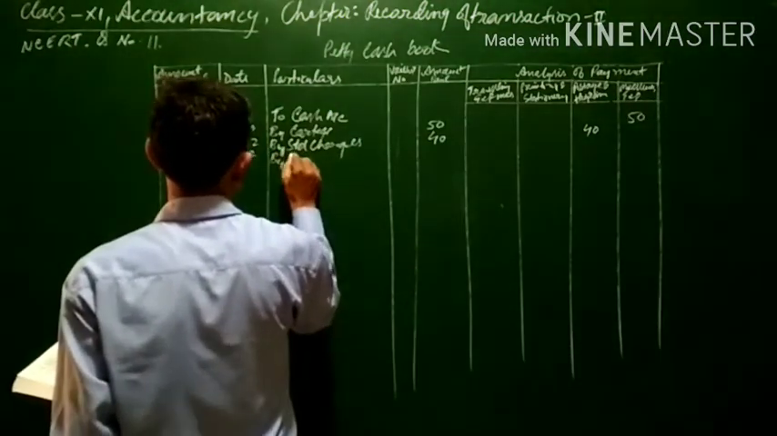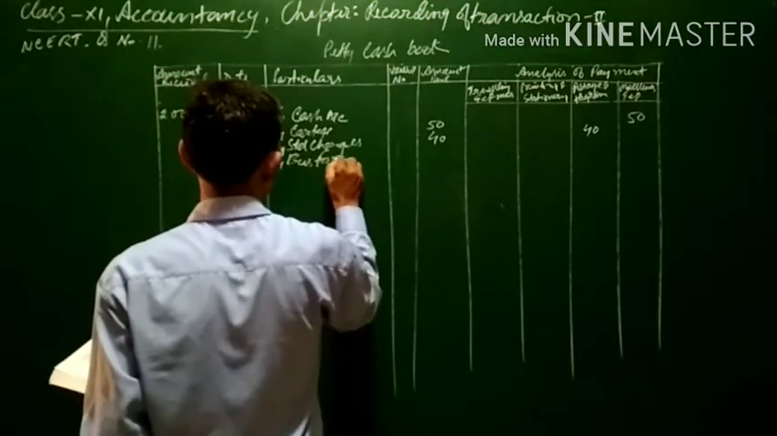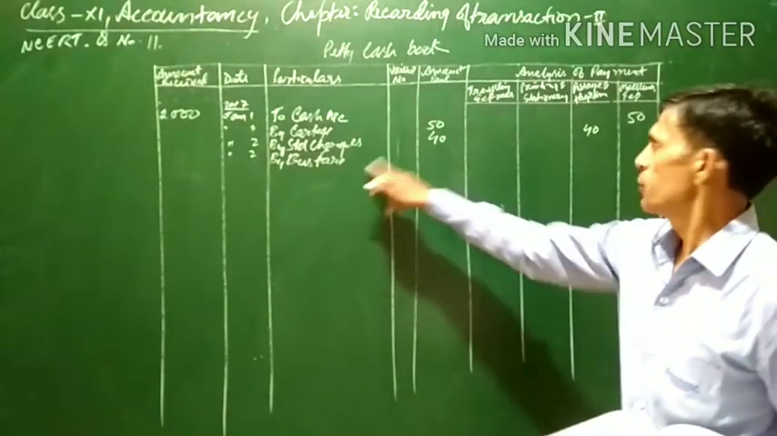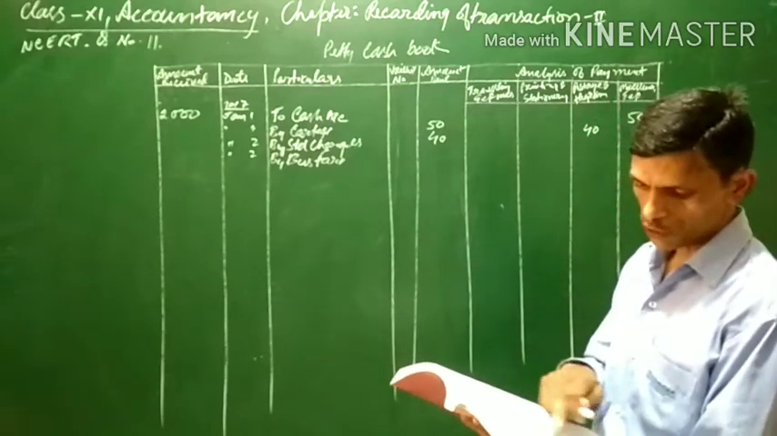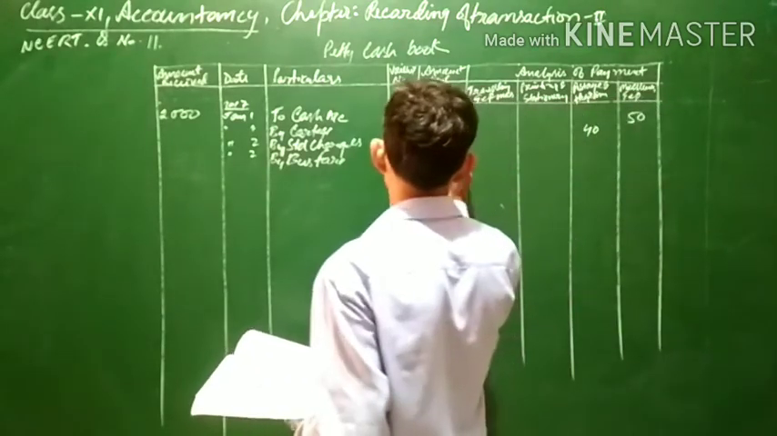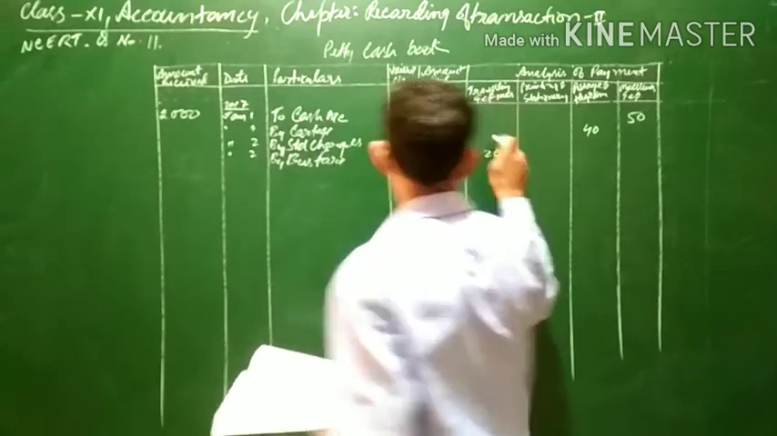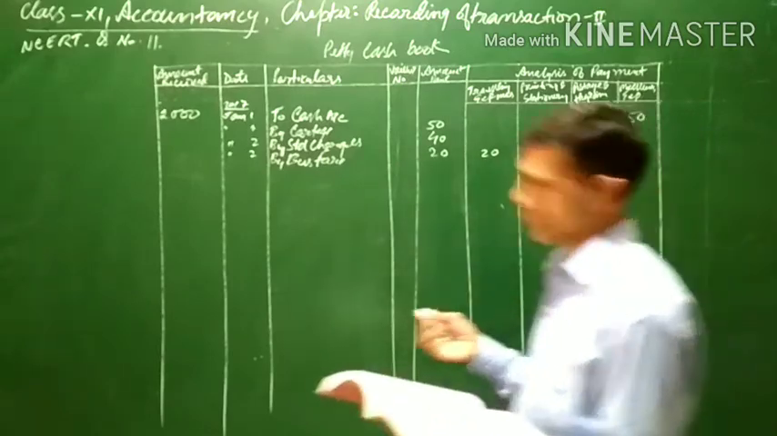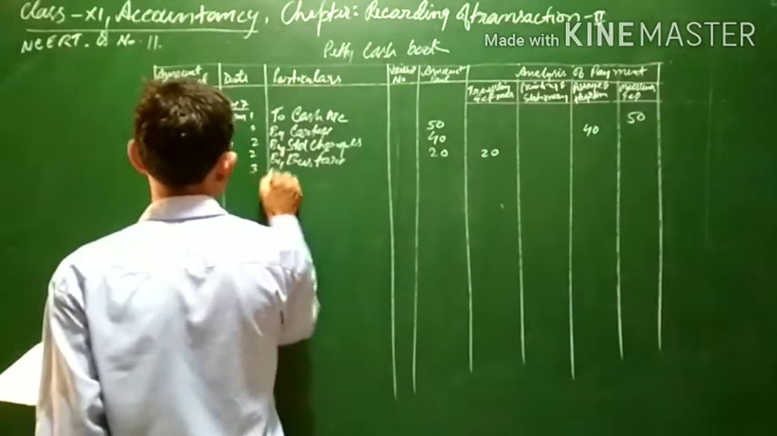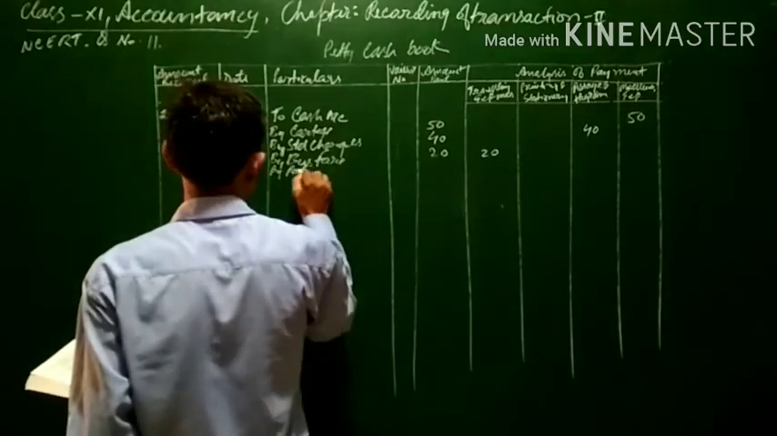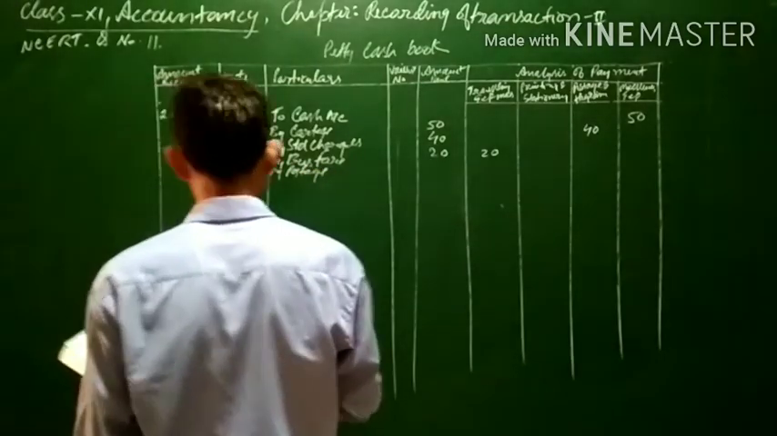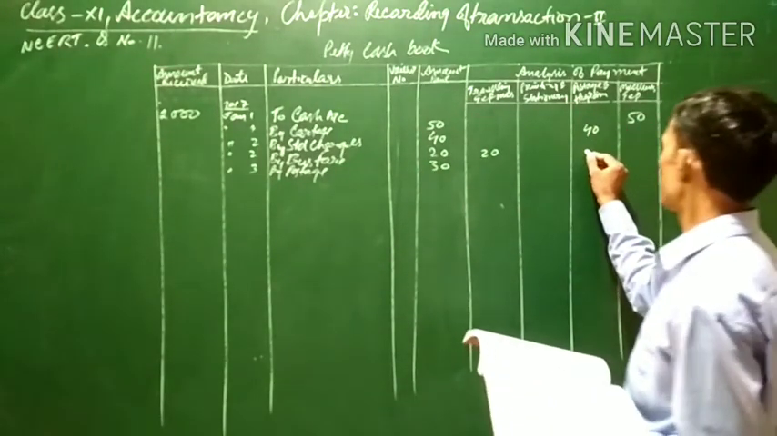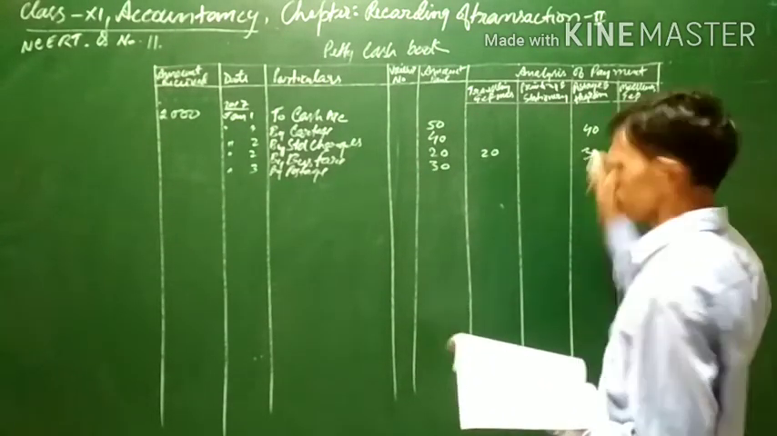Next is bus fare on 2nd, "By bus fare." Bus fare means you are paying expenses for traveling, so it will be written under traveling expenses. The amount is 20 here, and again in the traveling expenses column we will write 20. Next is postage on 3rd, "By postage." The amount is 30 rupees. Since this is postage, it will be written in the postage column itself. There is no issue.